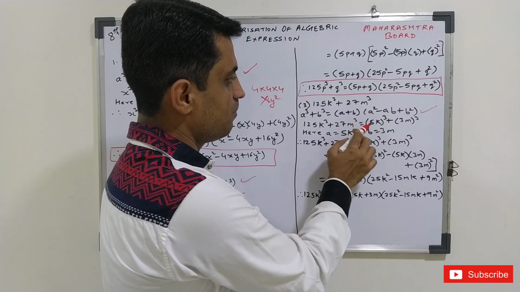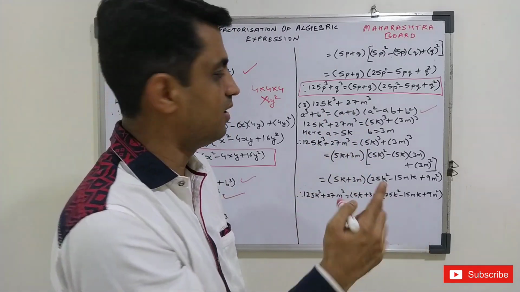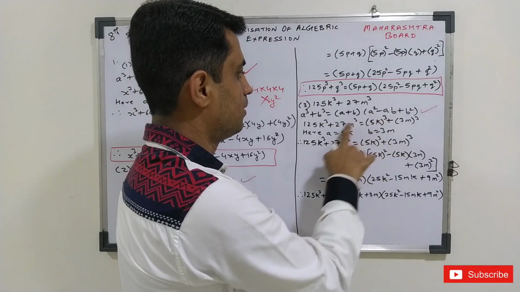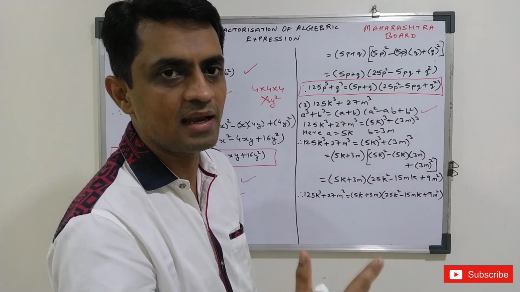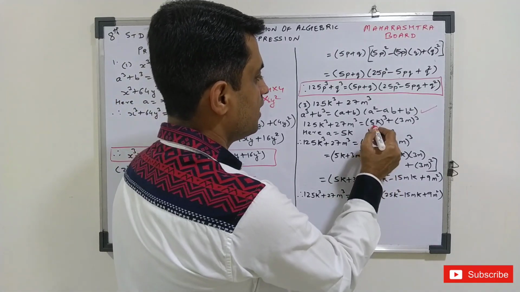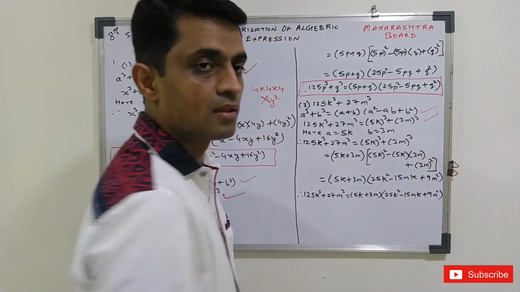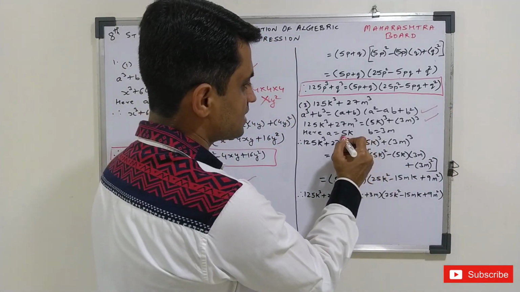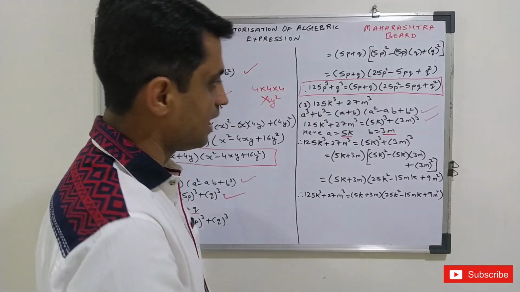Now 125 can be written as 5 cube because 5 fives are 25, 25 into 5 is 125, and k the whole cube. 27 is the cube of what? Of 3. 3 threes are 9, 9 threes are 27. So we get 5k the whole cube plus 3m the whole cube. So what is our a? Our a is 5k and our b is 3m. Now let us substitute the values.